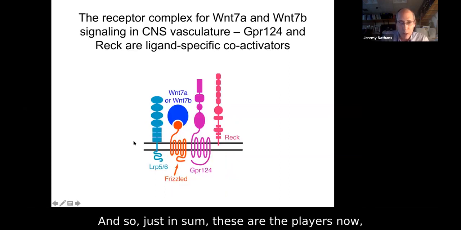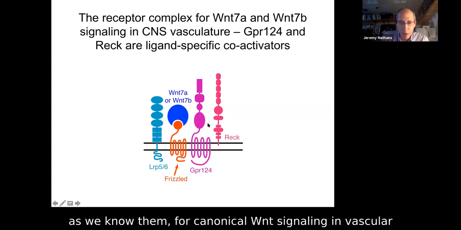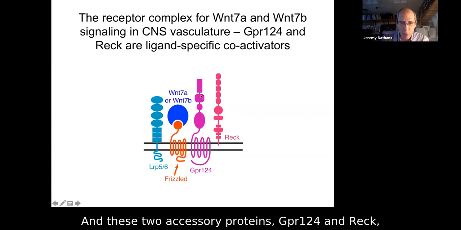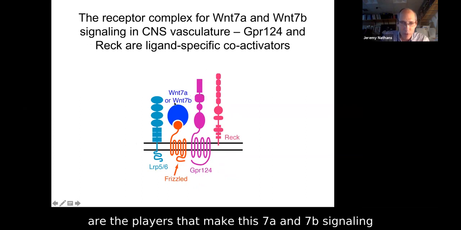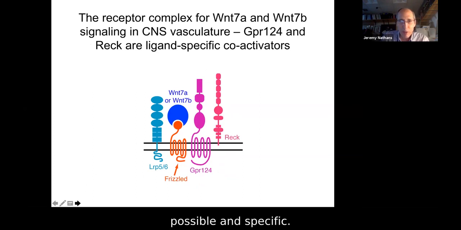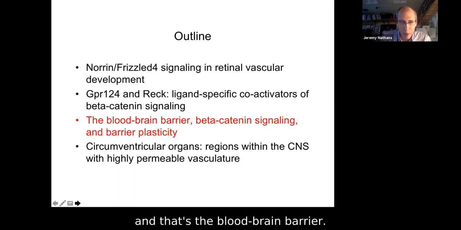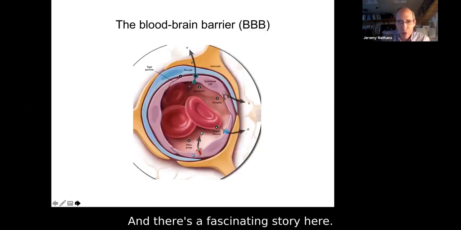And so just in sum, these are the players now as we know them for canonical Wnt signaling in vascular endothelial cells in the CNS. And these two accessory proteins, GPR124 and REC, are the players that make this 7A and 7B signaling possible and specific. Now let me move on to a related topic, and that's the blood-brain barrier. I mentioned it very briefly in connection with the original GPR124 knockout mice. And there's a fascinating story here.